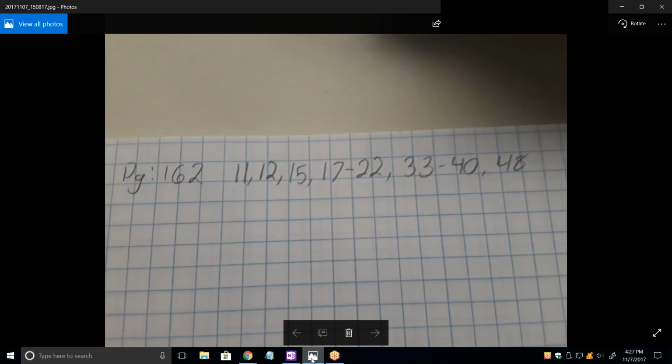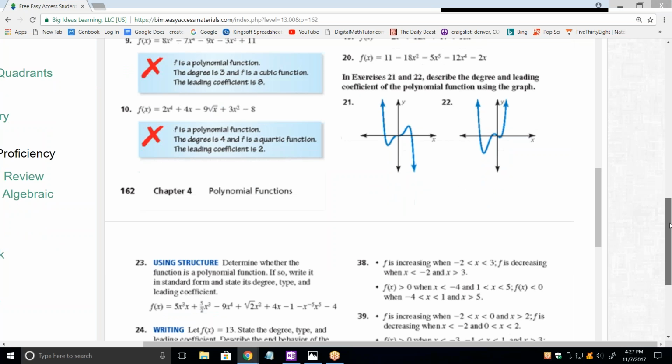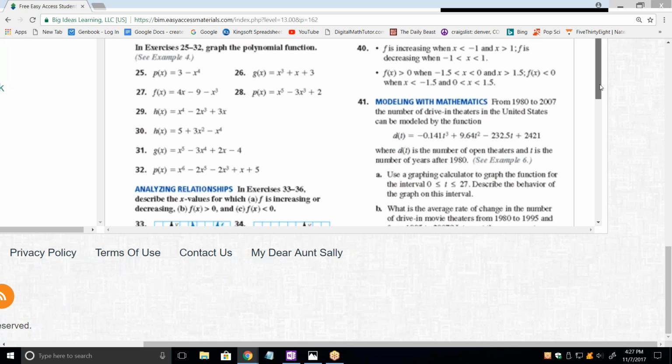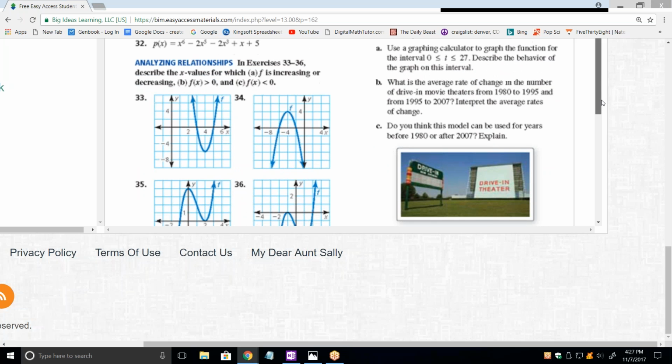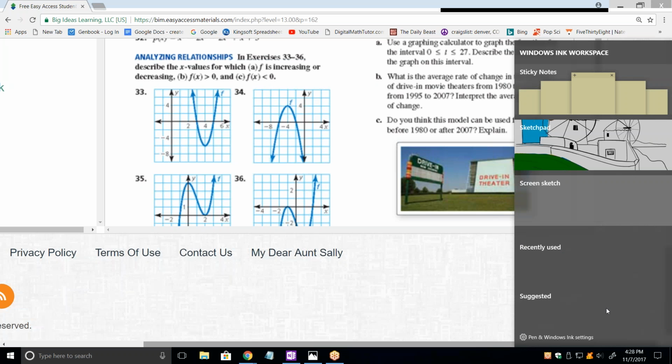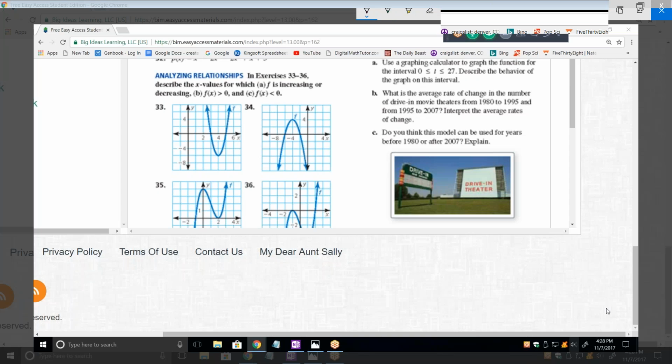All right. 33 to 40. Okay, 33. Give me the answer in interval notation, I guess. Where is the function increasing? What interval? We're answering this for 33. We'll start with the increase.